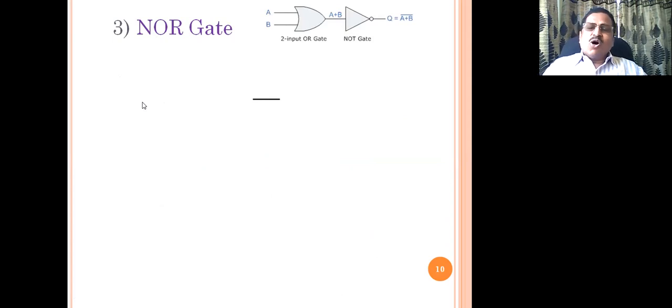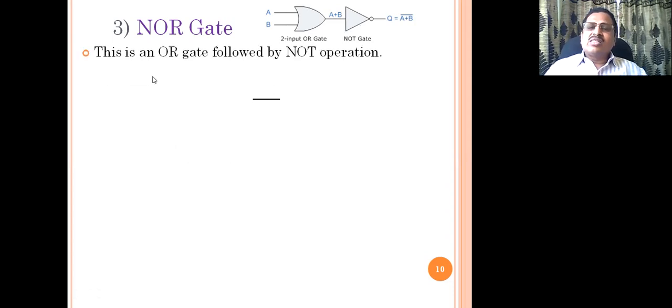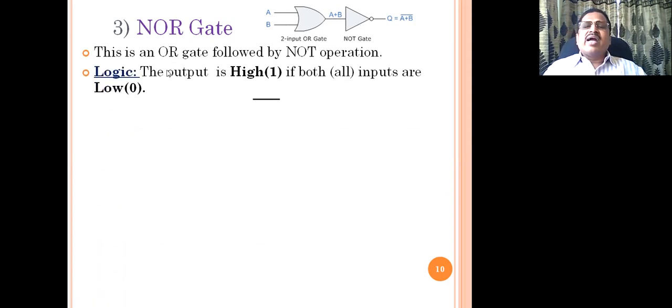Now we shall start the next gate. Actually the fourth one, that is the NOR gate. The NOR gate is a derived logic gate. It is obtained with the combination of OR followed by NOT operation. First the OR and then inversion. That means a logic gate obtained with the combination of OR gate followed by NOT operation is called a NOR gate, a derived logic gate.